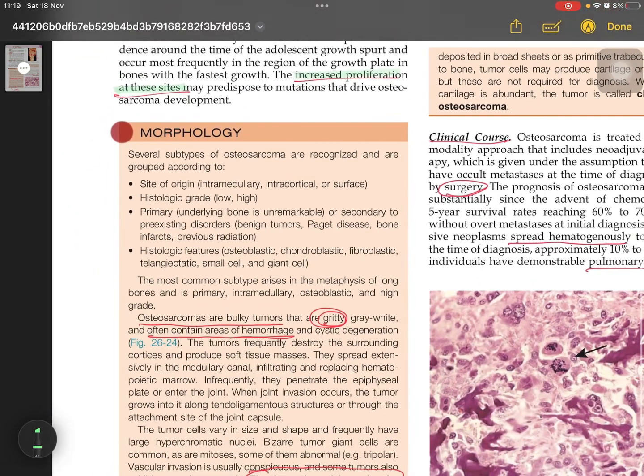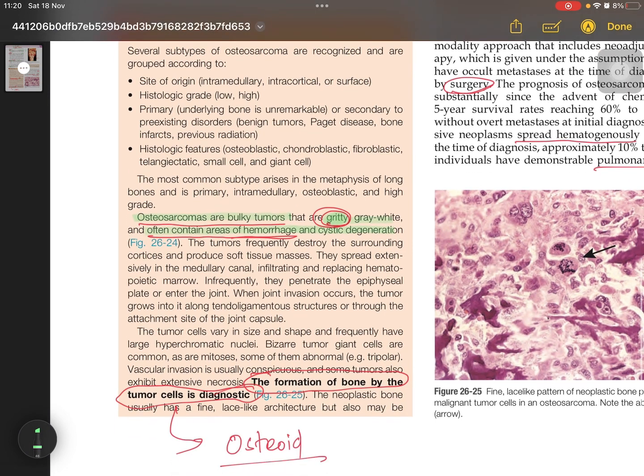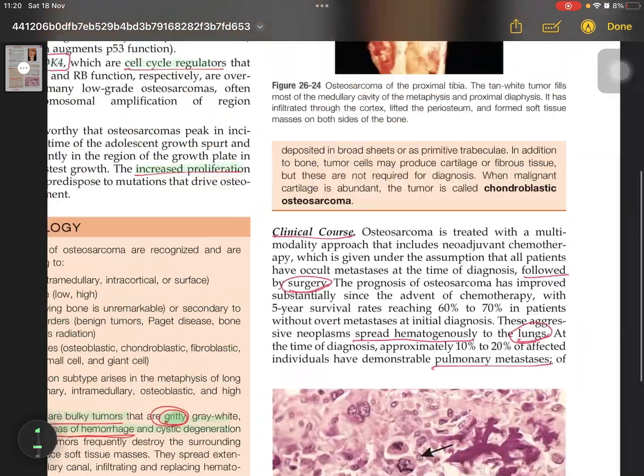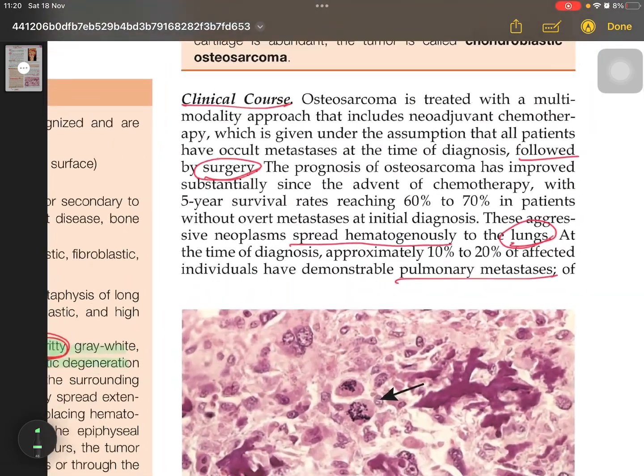Now if you look at the morphology, osteosarcomas are bulky tumors that are generally gritty, gray white, and often contain areas of hemorrhage and cystic degeneration. The formation of bone by the tumor cells is the hallmark, and this formation of bone is what we call osteoid. I have already explained this to you. This was the drawing that I had kept there.